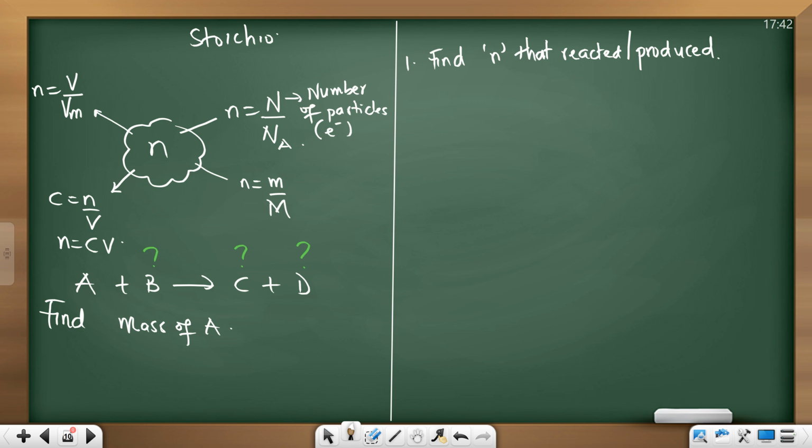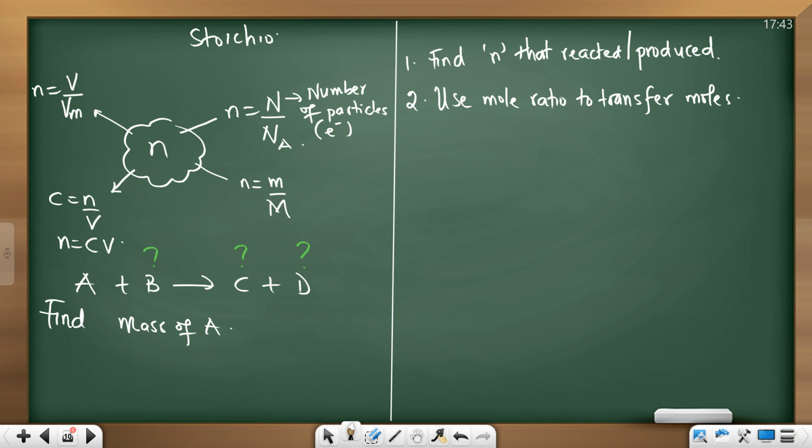If it is a product, it will be produced, right? If it is a reactant, it is what? Reacted. But please check, what am I looking for? Number of moles that reacted. Not excess, not what is left. That reacted. Number 2, use mole ratio to transfer the moles.